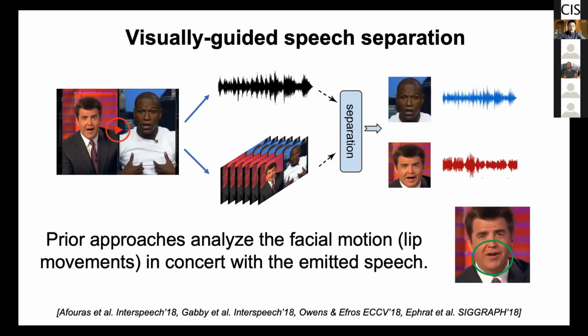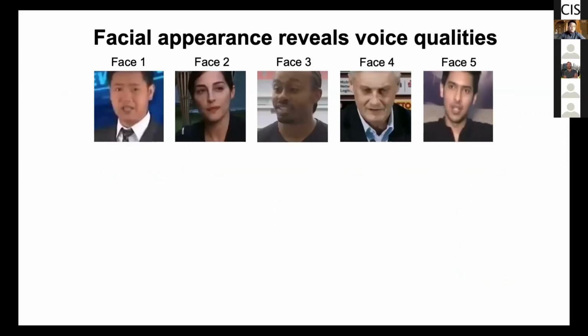Actually, several recent works have tackled this problem, but these prior approaches all focused on learning the alignment between the speakers' lip movements and the sounds they generate. We observed that the consistency between the speaker's facial appearance and their voice is also revealing for speech separation. For example, I'm going to play a voice from one of the speakers shown here, and you can easily tell which speaker the voice is coming from.